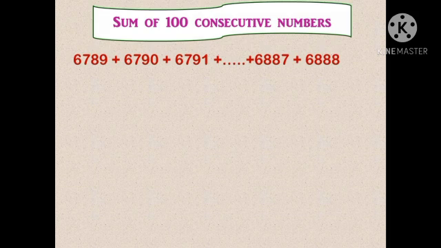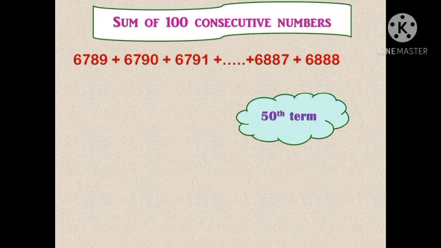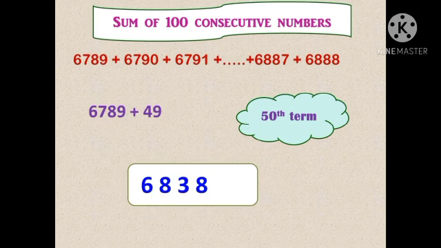That is, we are going to add 100 consecutive numbers. So if we apply this trick, we have to find the 50th term in this series. To find the 50th term, we add the first term with 49. So if we add 6789 with 49, we will get 6838. Next, insert another 50 at the end. So the final answer would be 6,83,850. I hope you have understood the trick of how to solve the addition of 100 consecutive numbers in an easy manner.